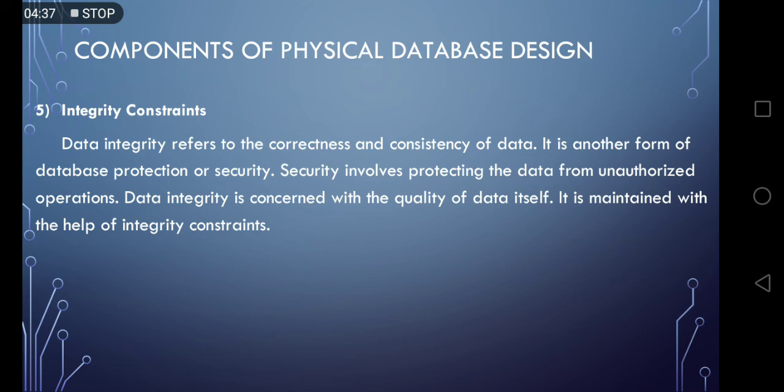So in today's lecture, we have discussed what is physical database design and components of physical database design. There are five components of physical database design. First is data volume and its usage. Second is data distribution strategy. Third one is file organization. Fourth is indexes, and fifth component of physical database design is integrity constraints.